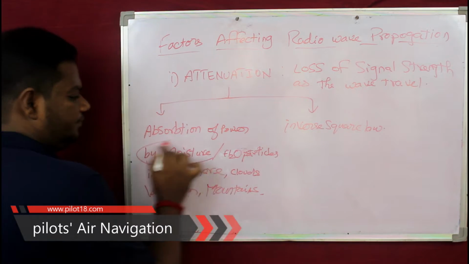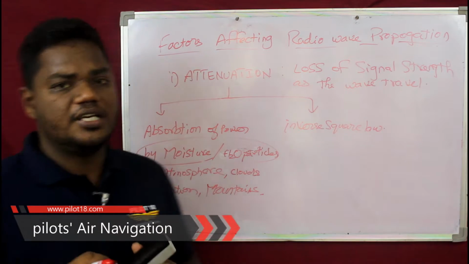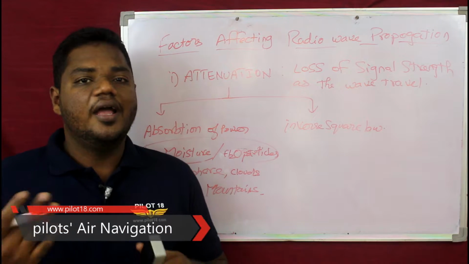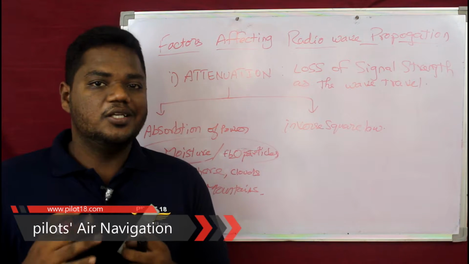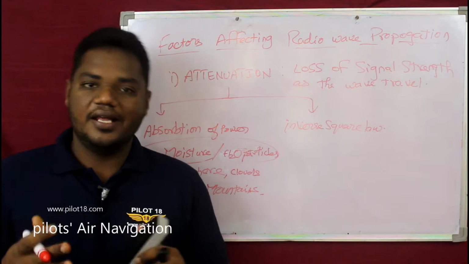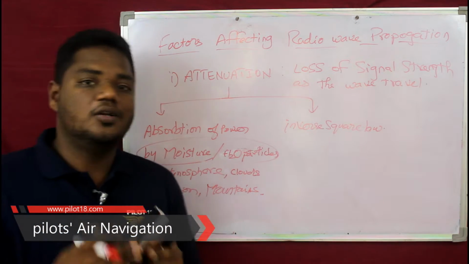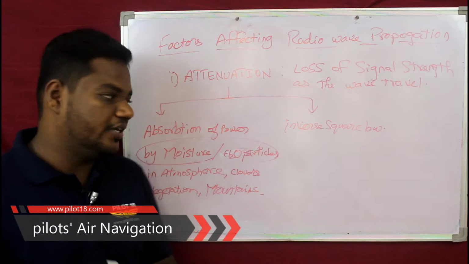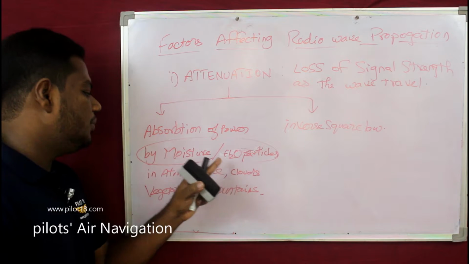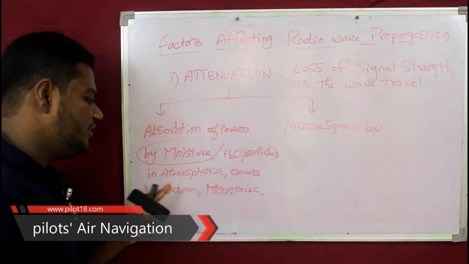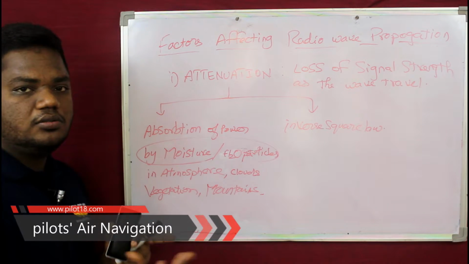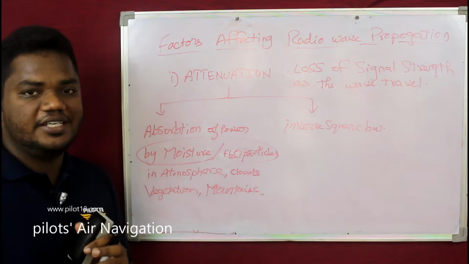So the main thing is moisture, because radio waves are mostly used to communicate in the air, for aviation purposes and even for navigation purposes. Mostly we send the radio waves through the air. So in air, the main obstruction we have is moisture particles. So this actually absorbs the power, and not only moisture particles but clouds, mountains, trees, vegetation, everything absorbs the radio power. So the strength weakens as it travels.